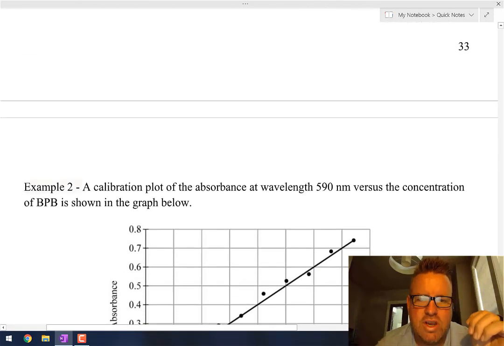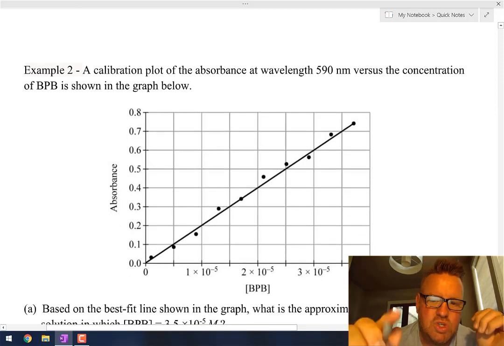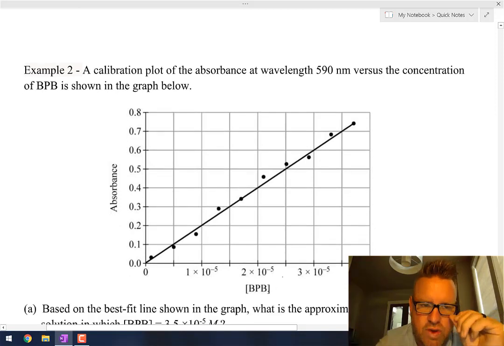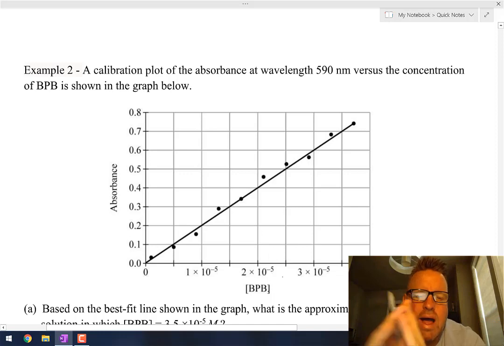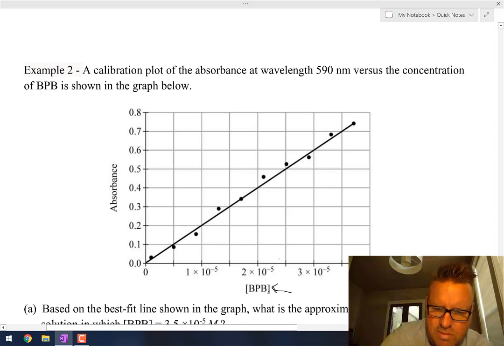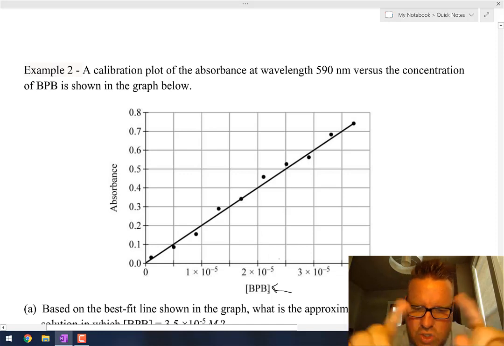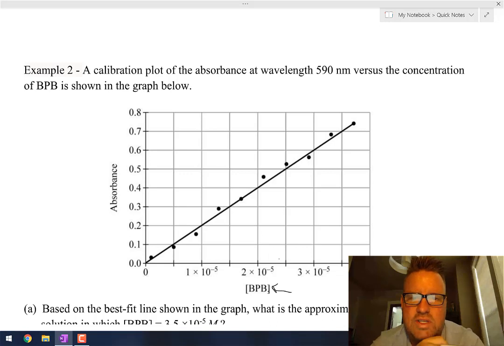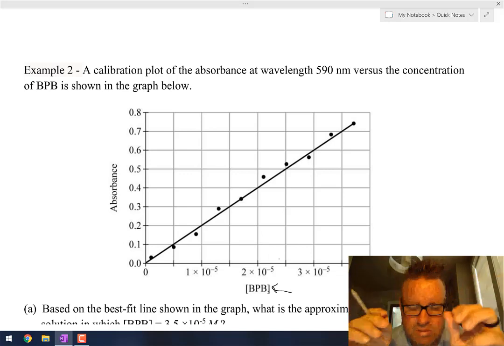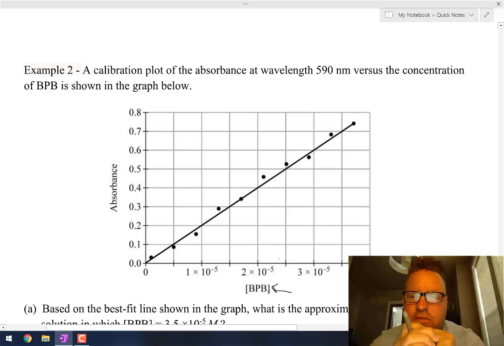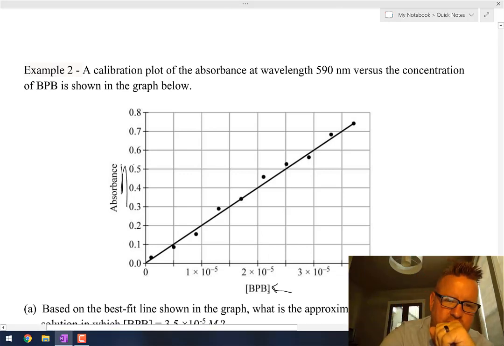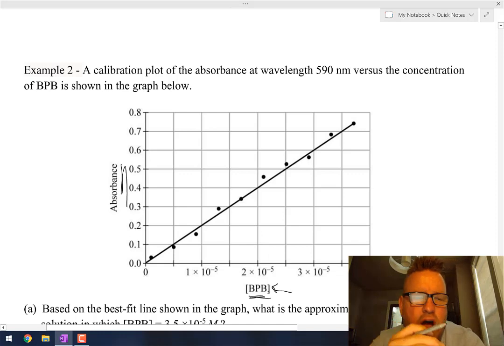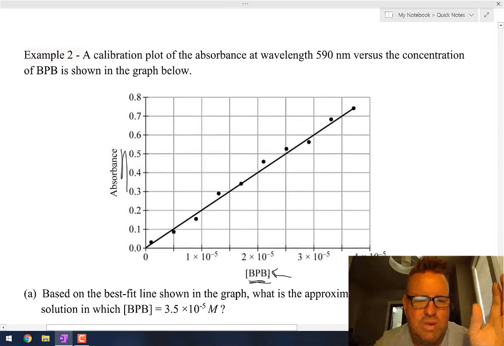Okay, so here's another example using an absorbance versus concentration graph. And again, sometimes I'm not sure if we've talked about this or not, but those square brackets mean the concentration. So it says a calibration plot of the absorbance at wavelength 590 nanometers, and probably that number doesn't matter. They're just telling you that we set the wavelength at 590. So we've got absorbance versus concentration of something called BPB. We don't know what that is. We don't care what that is.